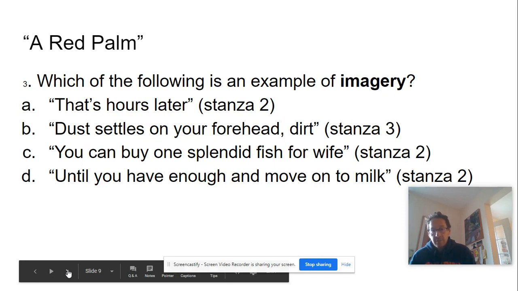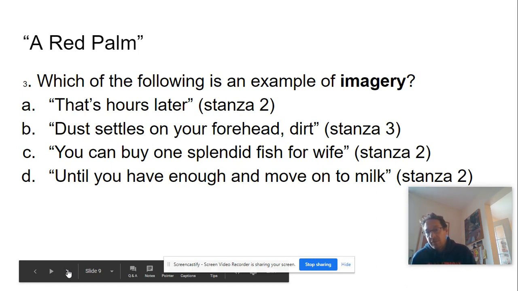That's hours later, which is in stanza 2. Dust settles on your forehead, dirt, stanza 3. You can buy one splendid fish for wife, stanza 2, and until you have enough and move on to milk, stanza 2. Again, imagery, something we can picture. That's hours later. We're talking about time. That's not even a material thing that we can picture. We could picture a clock, but that's not really what's being described. So I'm going to eliminate A.